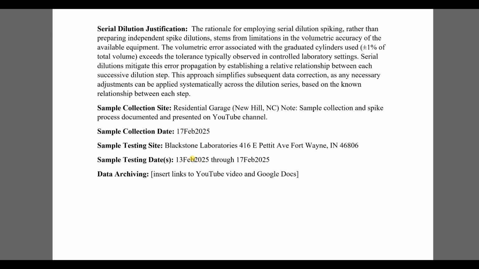And the longest time between sample collection and testing, basically they weren't sitting around. That's the whole point why you want to document the sample collection date and the actual dates that they were tested.